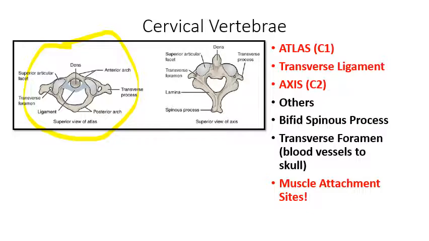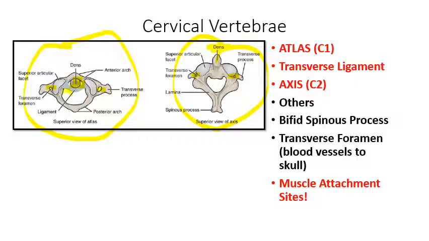Here we have C2, the axis, and you notice it does have a spinous process, but it's given a special name. It's called the dens. And then notice again that we have the transverse foramina, little holes in the left and right transverse processes. Then there's this little bump here, called the dens, which is a facet that the skull sits on top of.